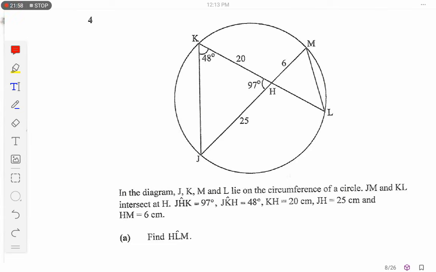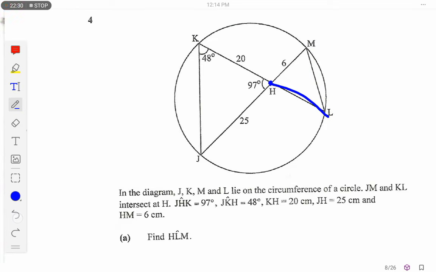Now let's go to number 4. In number 4, we have this diagram. We are given JHK is 97, JKH is 48, KH is 20, JH is 25, and HM is 6 centimeters. Then they are saying find HLM. H is here, L, M, that one. So we want to find this angle.